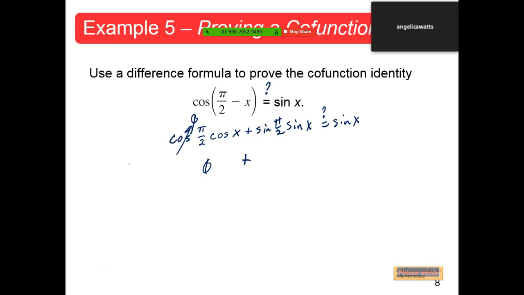Please tell me you remember that one. Remember, we went from here to here. At pi halves, it's square root of 4 over 2, which is 1. 1 times sine x, sure enough, is equal to sine x.